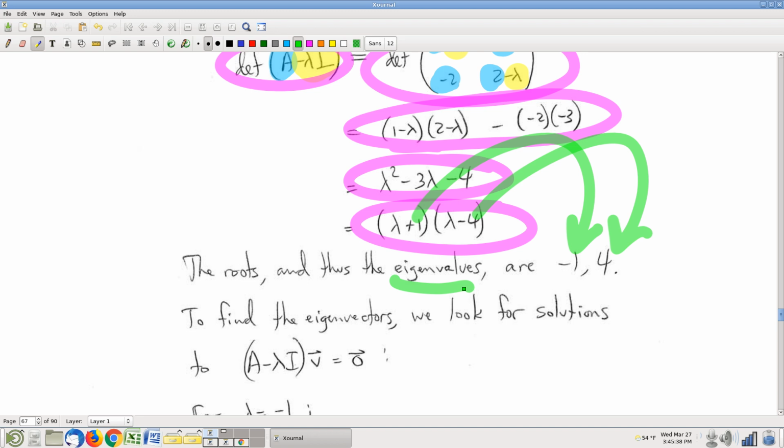But before I get into computing those null spaces, let me take a quick pause. Is everybody happy with how I got these eigenvalues? Okay.